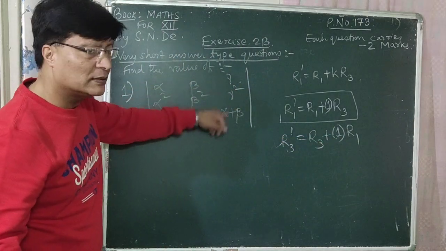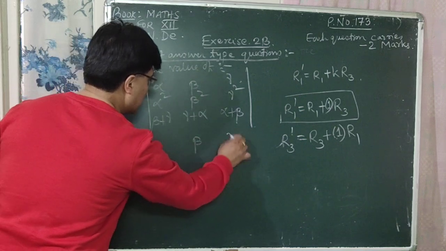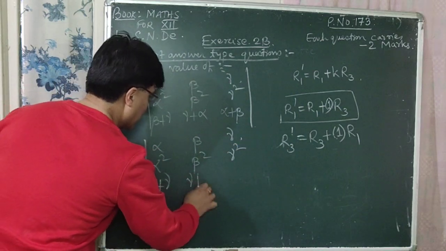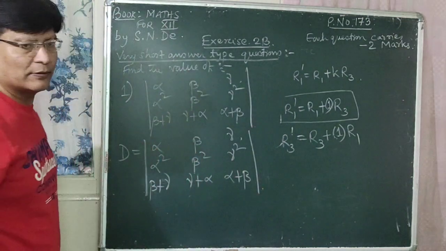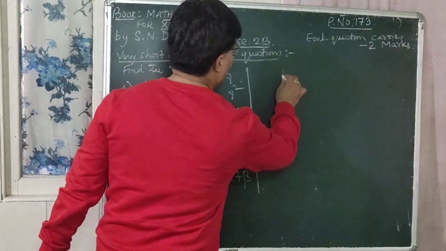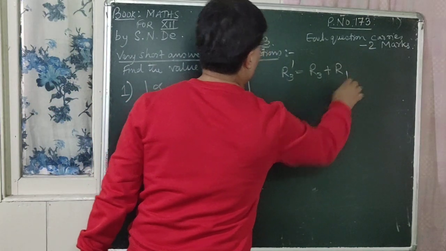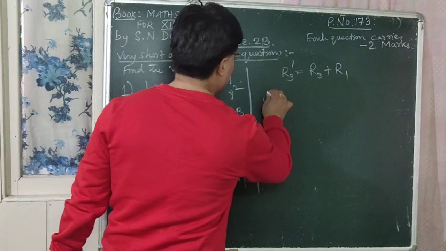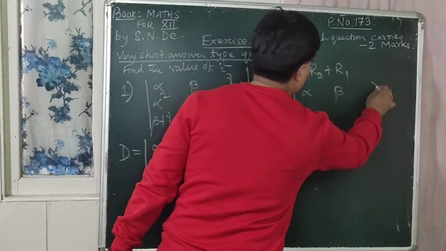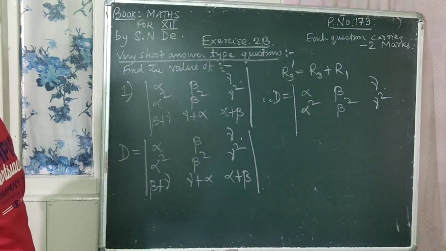So this is number one. Find the value of the determinant. The question was: alpha beta gamma, alpha square beta square gamma square, beta plus gamma, gamma plus alpha, and alpha plus beta. You have to find out its value. So which property is easier here? This one, R3 dash is equal to R3 plus 1 into R1. That means R3 plus R1 is added, and row 3 is changed. So let us write D is equal to the given determinant: alpha, beta, gamma, alpha square, beta square, gamma square, beta plus gamma, gamma plus alpha, alpha plus beta, right?